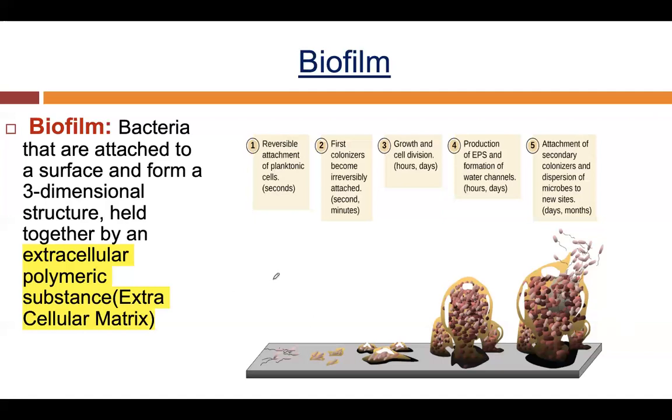So first, that floating microorganism we cannot see, that's called zooplankton. Okay, so all the zooplankton slowly need to settle down. There should be a surface. They can only make biofilm if there is a solid surface. If there is no surface, no attachment site, then they cannot make the biofilm. So first they settle down. Okay, and once they settle down, they become sessile.